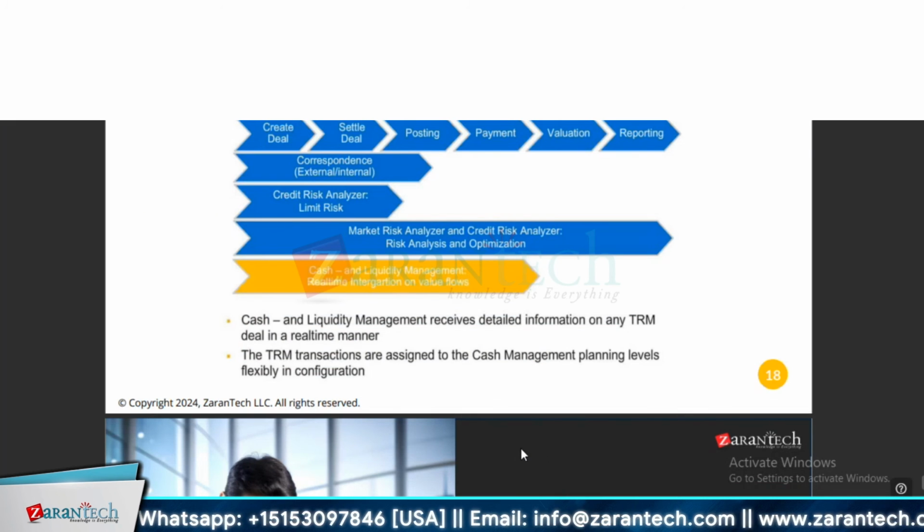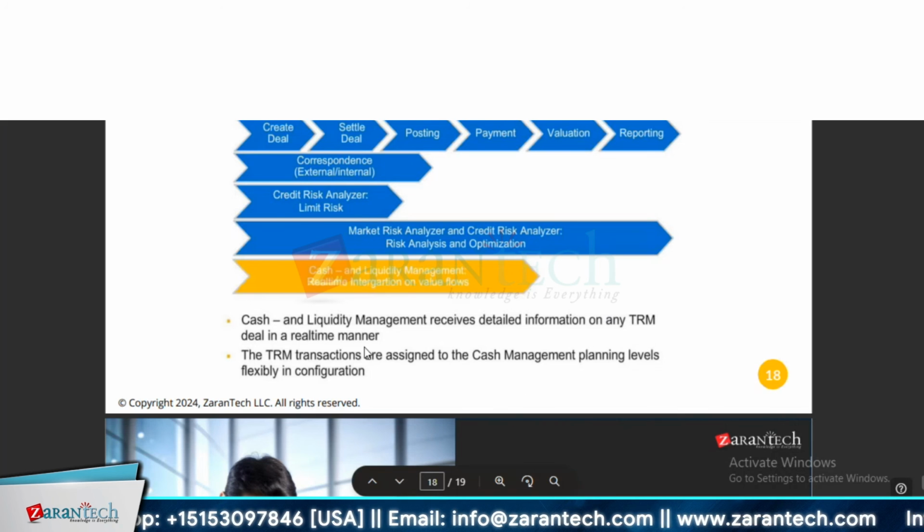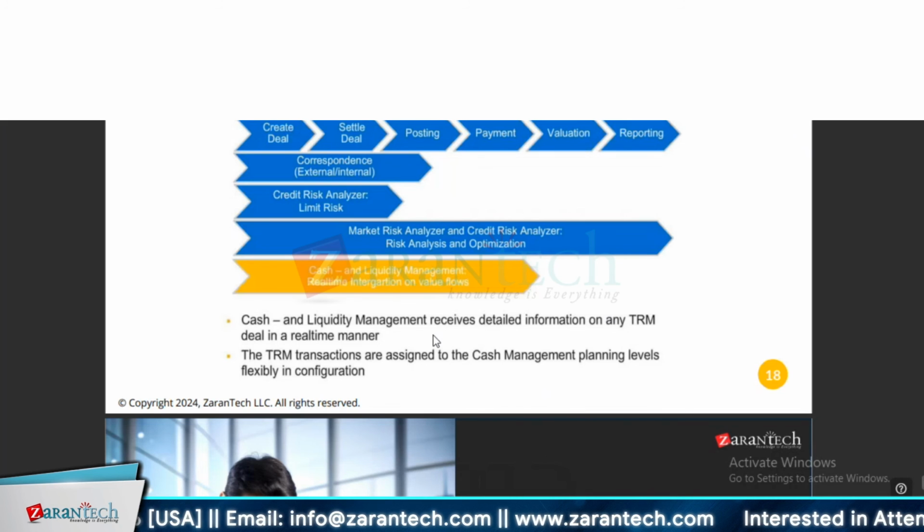The cash and liquidity management will receive information on any TRM deal in real time. So, what does it mean? When I'm creating a deal and that deal is in the system, that data needs to be in the cash and liquidity management. In Cash Flow Analyzer, which is a Fiori app, you could see a real time change in the position. If a deal is created, what's the status in there, what is the money inflow, outflow, it will be recorded at each place where the cash inflow or outflow hits. That is updated in the cash and liquidity management.